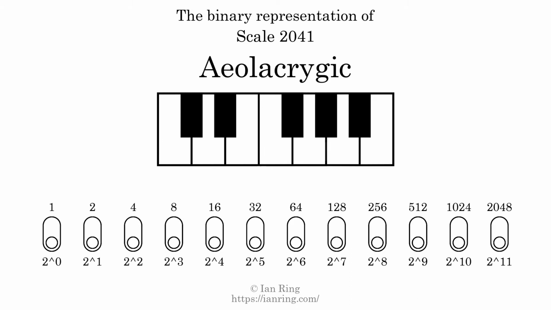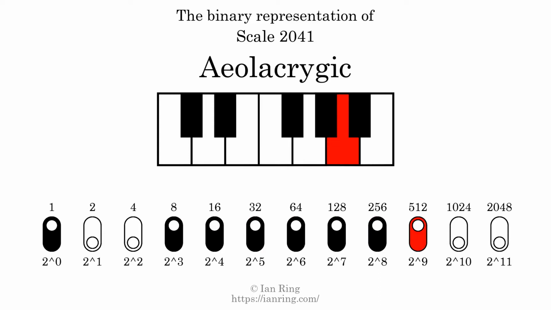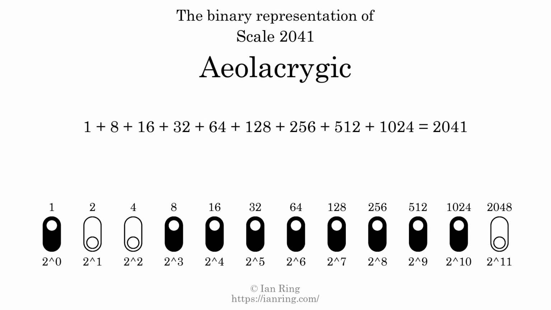The binary representation of this scale is determined by mapping tones of the scale to binary digits. Each binary digit represents a power of 2. To get the scale number, we add the powers of 2 together. The powers of 2 that are present in the scale, all added together, equals 2041. That is why the scale number, in decimal, is 2041.